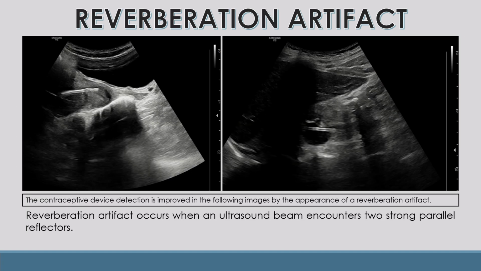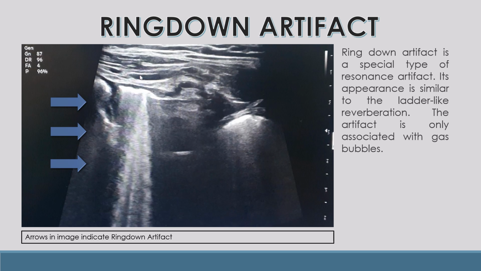Next, reverberation artifact. Reverberation artifact occurs when an ultrasound beam encounters two strong parallel reflectors. In the above image, the contraceptive device detection is improved by the appearance of a reverberation artifact. Ring down artifact. Ring down artifact is a special type of resonance artifact. Its appearance is similar to the ladder-like reverberation. The artifact is only associated with gas bubbles. In this image, you can see the blue arrows that indicate the ring down artifact.